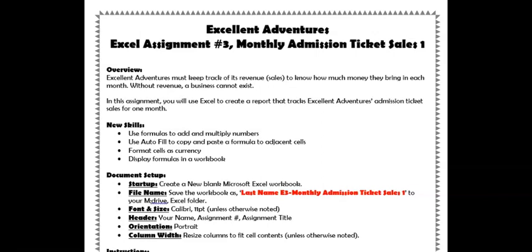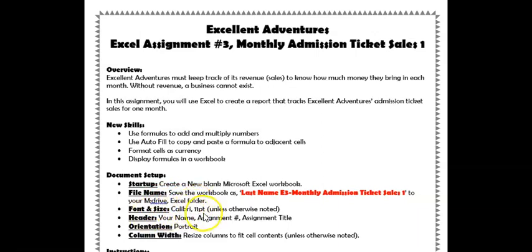The first thing you need to do is get your document set up. You're going to create a new blank Microsoft Excel workbook. You are going to save that as your last name, E3 Monthly Admission Ticket Sales 1. And you can save that to your M drive or your B drive in your Excel folder.